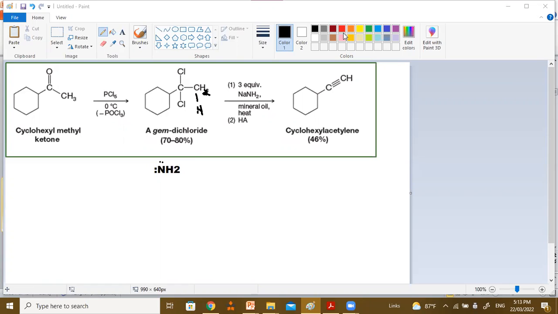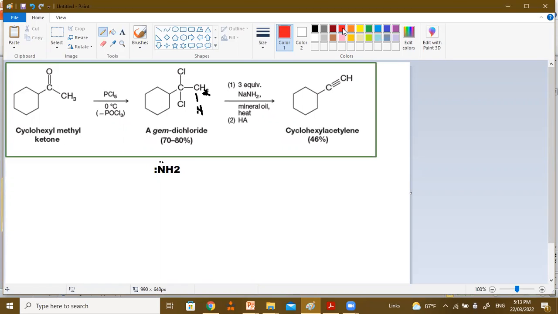So here, we'll attack our proton again. We'll attack the proton. Once it attacks the proton, the bond will go here to form a double bond. And once the double bond is formed, the chlorine will get all the electrons.